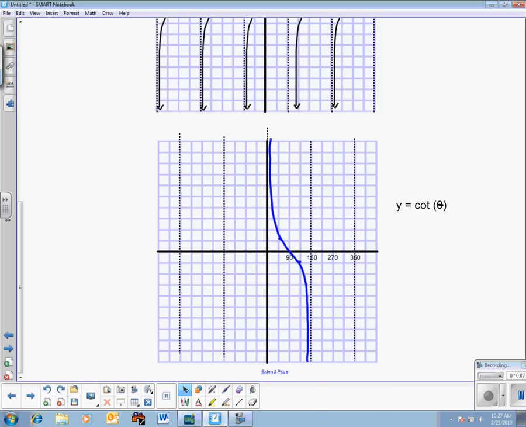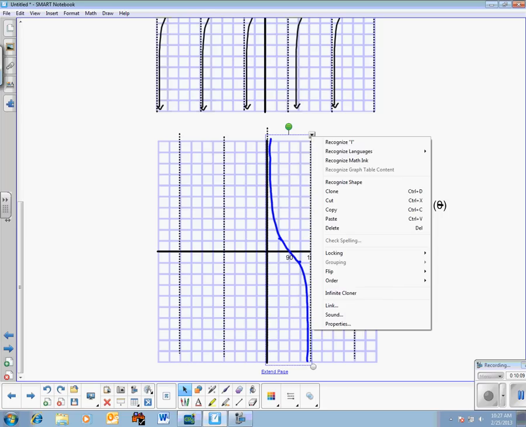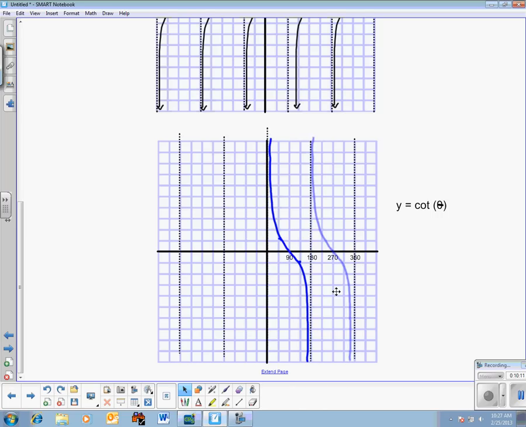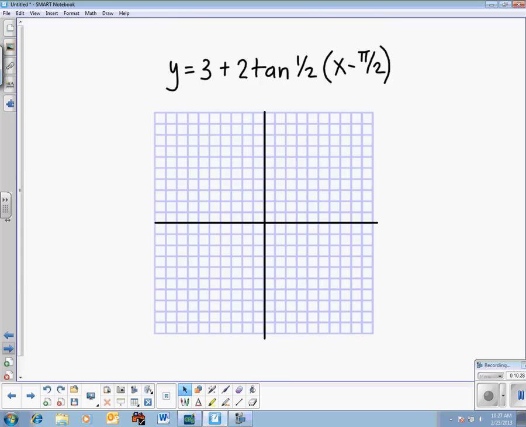And it's going to repeat itself over and over again, just like the tangent did, only reversed. It's offset by 90 degrees, and it is going downward. So there's your basic tangent and cotangent. And one more thing. Let's do one that's been twisted and turned and stretched.